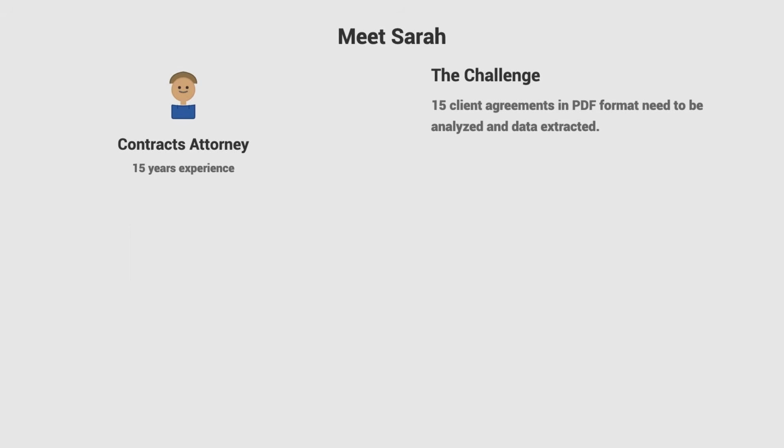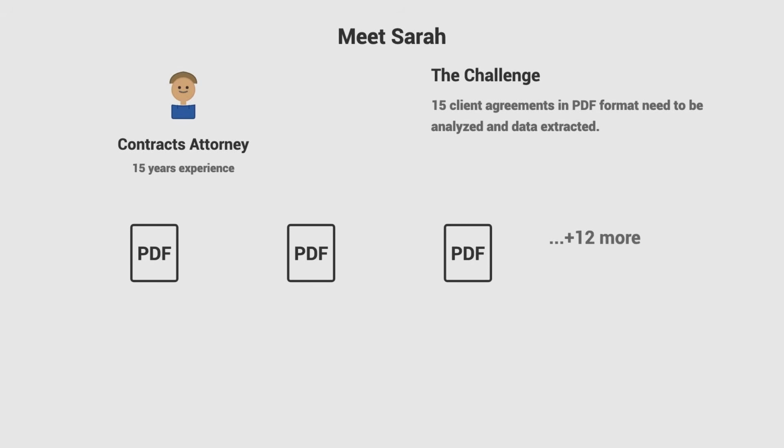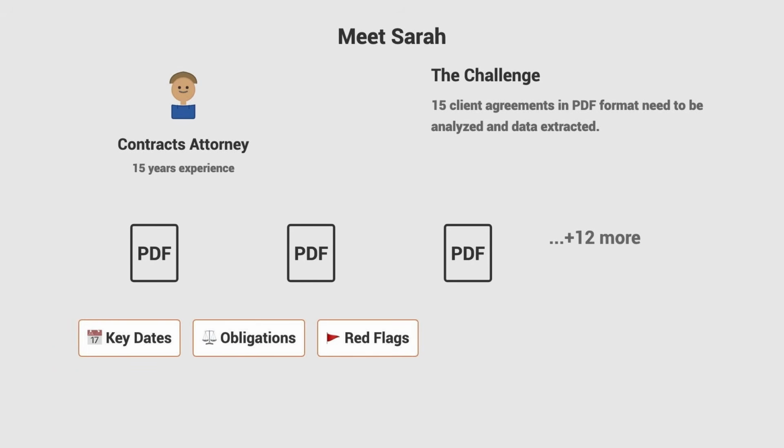Meet Sarah. She is a contract attorney. She has 15 client agreements sitting in her document folder, all PDFs. She needs to pull out the key dates, obligations, and red flags from each one and dump it into a spreadsheet. Normally, this takes her 6 to 8 hours of work. So let's see how Cowork does it in under 15 minutes.